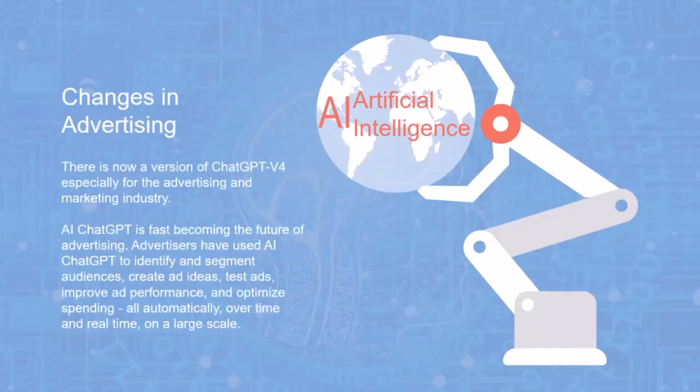There's also a lot of changes in advertising. There is now a version of ChatGPT version 4 especially for the advertising and marketing industry. AI ChatGPT is fast becoming the future of advertising. Advertisers have used AI ChatGPT to identify and segment audiences, create ad ideas, test ads, improve ad performance, and optimize spending, all automatically, over time, and in real time on a large scale.